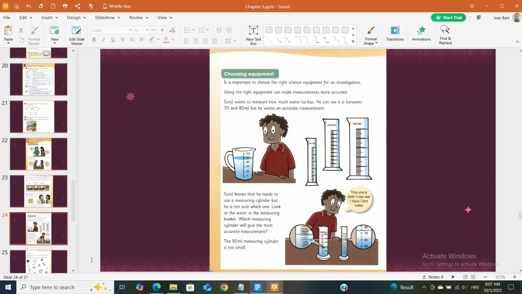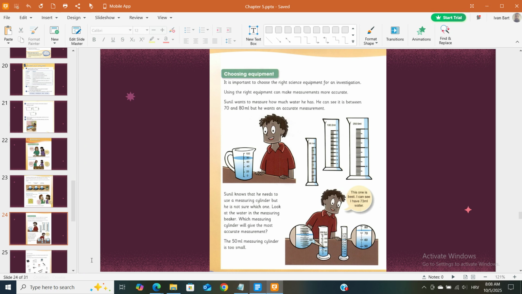Sunil knows that he needs to use a measuring cylinder, but he is not sure which one. Look at the water in the measuring beaker. Which measuring cylinder will give the most accurate measurement? The 50 milliliters measuring cylinder is too small.